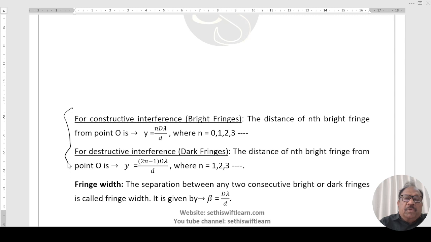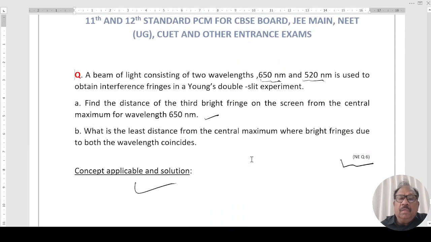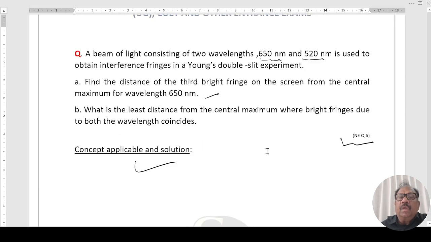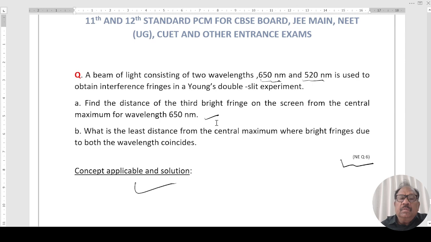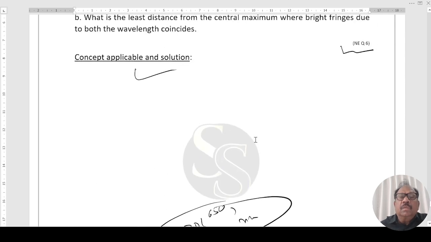The concept applicable for constructive bright fringes: the distance from the central bright fringe is n lambda D upon d. We have to find the third bright fringe, n equal to 3. So y3 will be equal to 3 lambda D upon d. Put the values of D and lambda, that is 650 nanometer. Solve it, that is the answer.